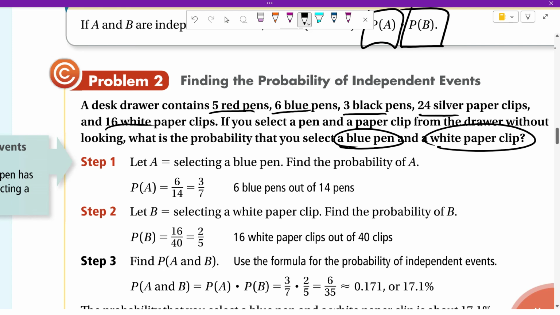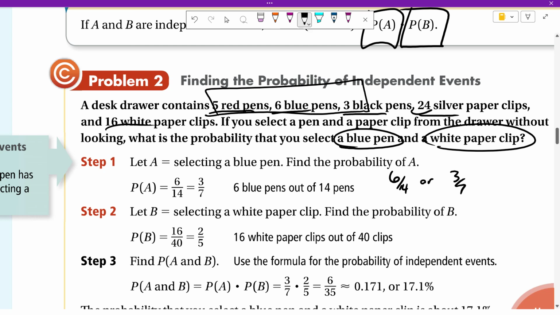So we start with the pens. How many total pens are there? 5 and 6 and 3. 14. Okay? The probability of a blue pen is 6 out of 14, or 3 out of 7.